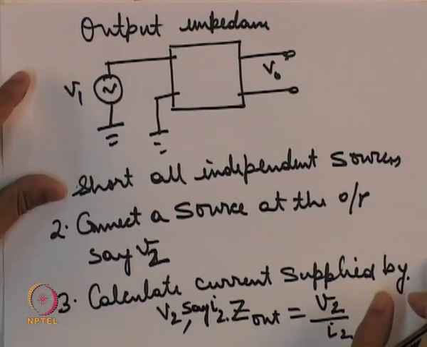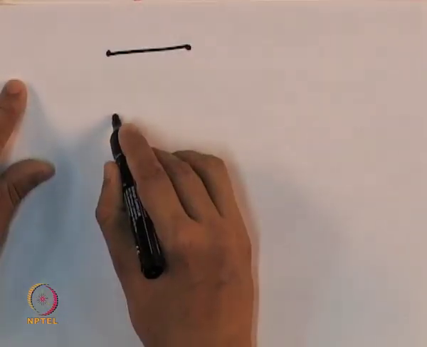Okay. So, in the case of an op amp, let us go back to the equivalent circuit that we discussed in the previous class. So, the equivalent circuit of an op amp is given like this.